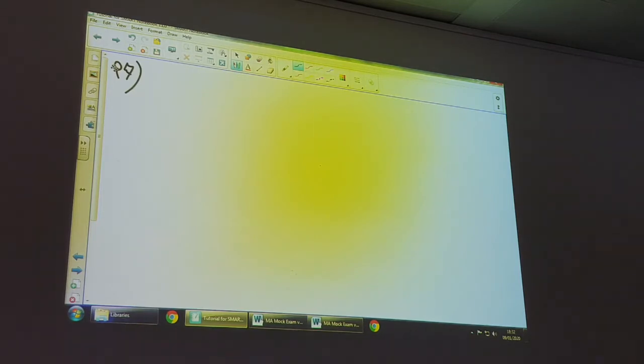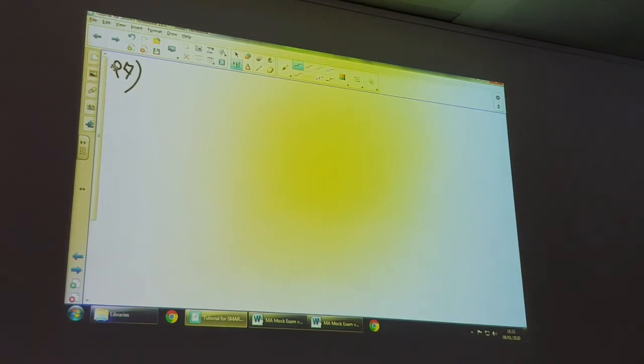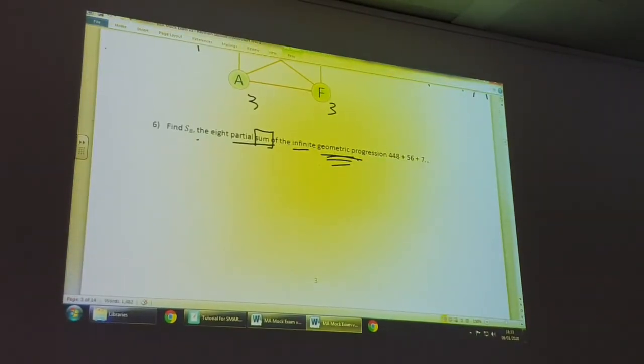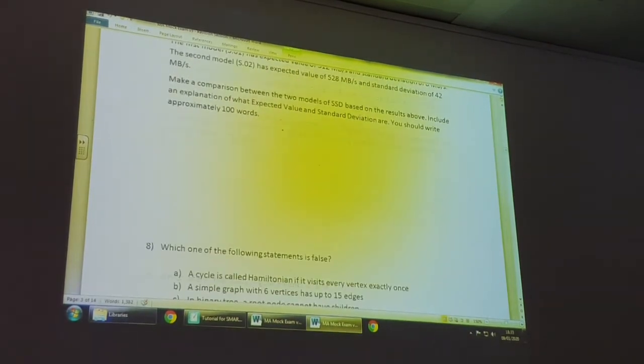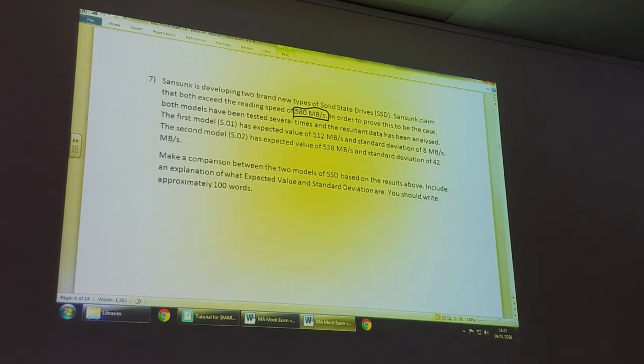Question 7. We have Samsung, who is developing 2 brand new types of SSDs. They claim both can exceed the reading speed of 580 megabytes per second. In order to prove this, they perform some experiments, and then we have some expected values and standard deviations coming back from those experiments. Notice in this question, 580 megabytes per second is just a target. It's not actually going to be used as part of the answer at all. It's just there to say what we are trying to achieve. The actual question is: make a comparison between the two models of SSD based on the results above, including an explanation of expected value and standard deviation. Write approximately 100 words.